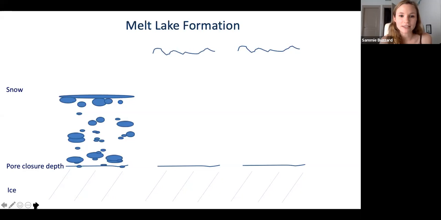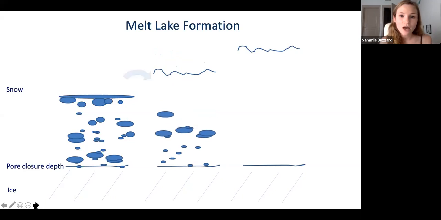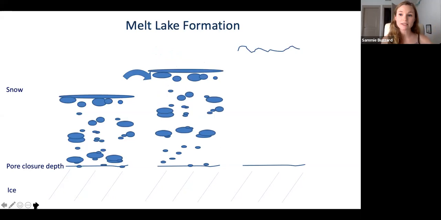So we also need to consider that even though we're going to get melting in some locations where we have topographical lows on the ice shelf surface, we're going to get lateral transport of meltwater from topographical highs into those areas, meaning that some areas may get saturated much more quickly.